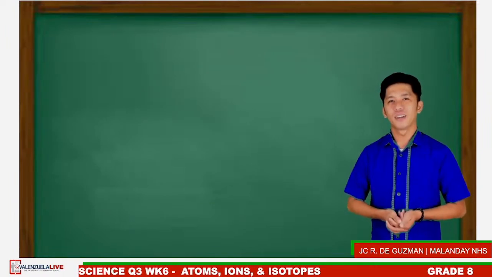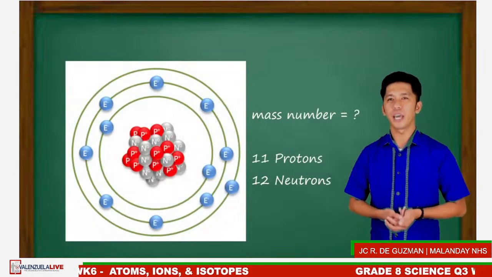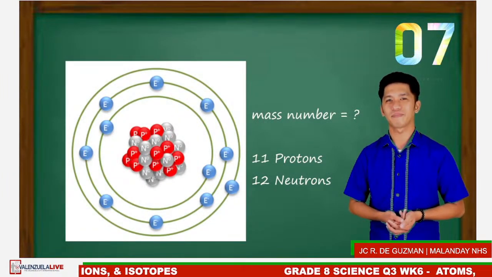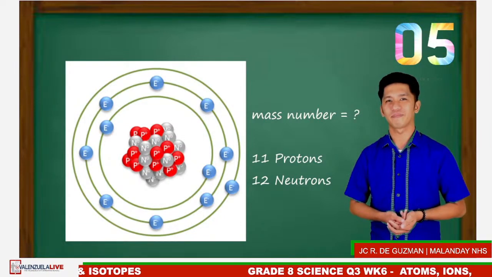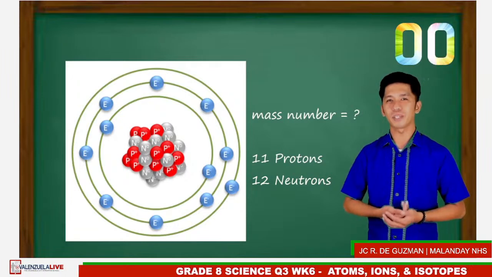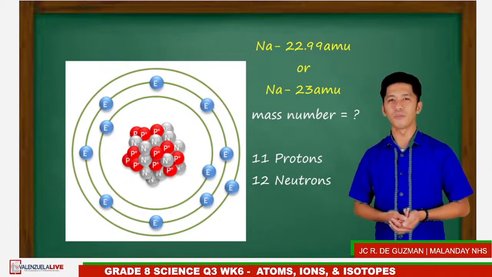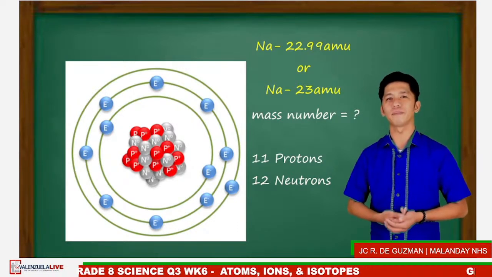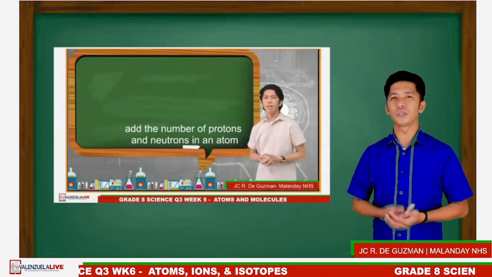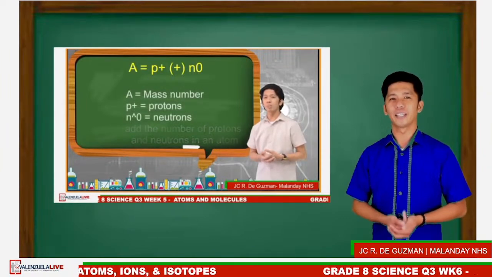Last one. What is the mass number of this element, which has 11 protons and 12 neutrons? Time's up. The correct answer is 22.99 AMU for sodium, or Na11. To determine the mass number, the weight of protons and neutrons, also known as nucleons, must be added together.